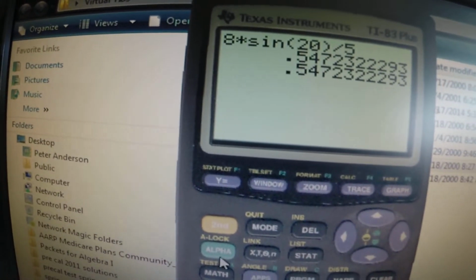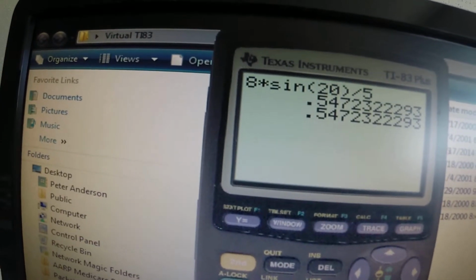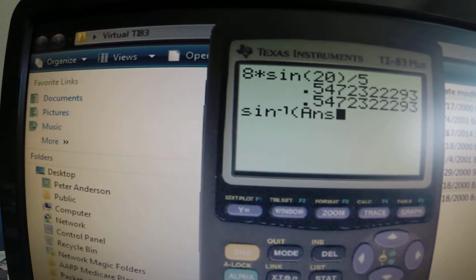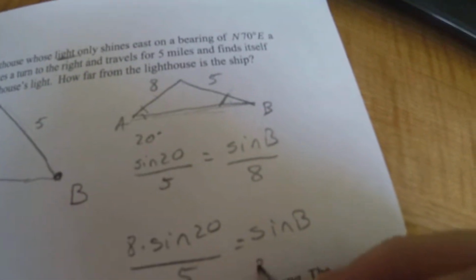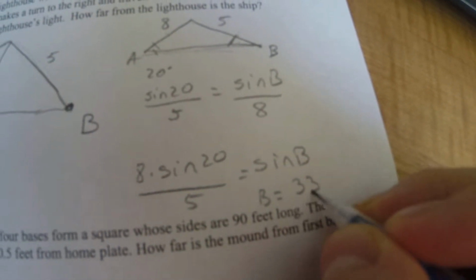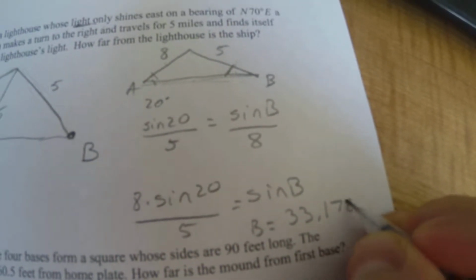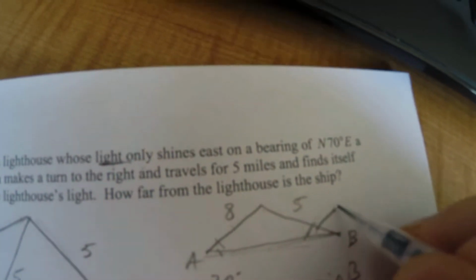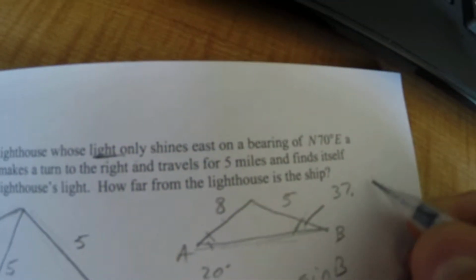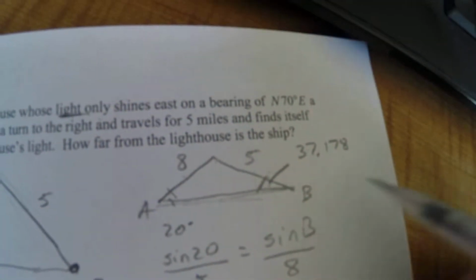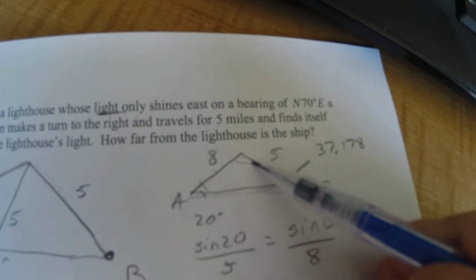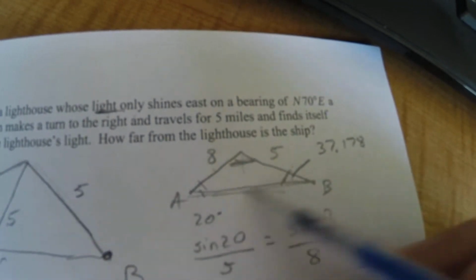Now remember, we want to find the inverse of it because we're looking for an angle, so second sine, second answer. It gives me 33.178. So angle B is 33.178. Now I'm not done yet, of course. I just found that this angle here is 33.178. And now I need to figure out this angle, because if I have this angle, then I can find this side here.